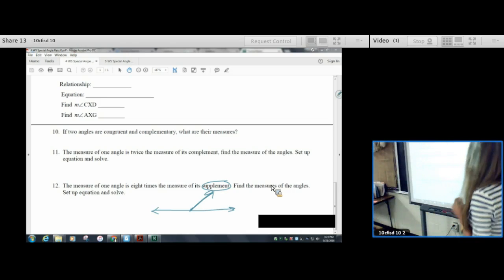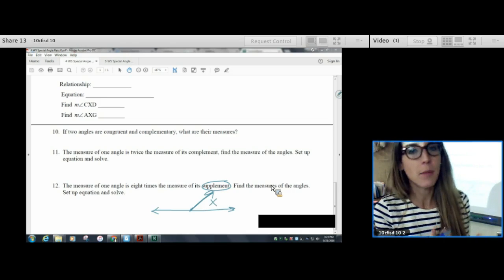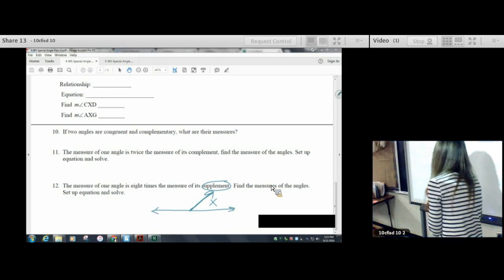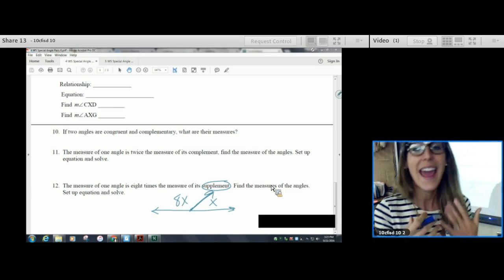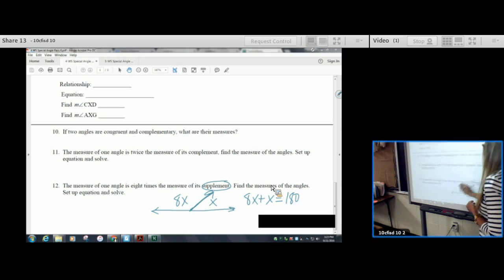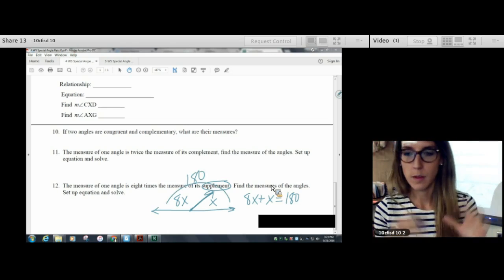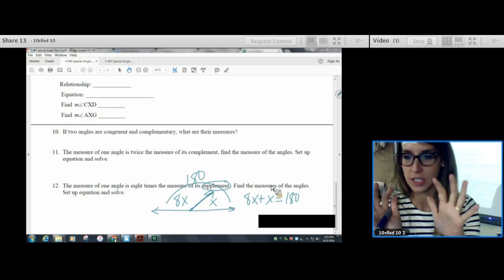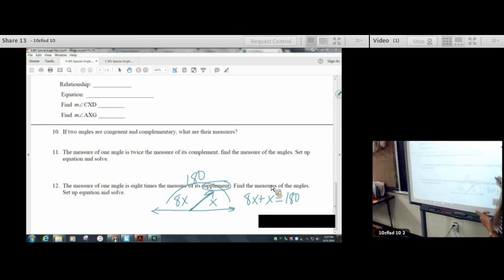Name the smallest angle x, and then read your problem to decide what to name the other angle. The measure of one angle is 8 times the measure of its supplement. So I'm going to name one of them x, and then I'm going to name the other one 8x. You'll notice if we do angle addition, 8x plus x equals 180. Part plus part equals whole. There's one angle that has 8 times the number, and the other angle is just x, so we're adding them together. There are not 8 parts. There are 9 parts. 9x equals 180. Divide by 9, x is 20.